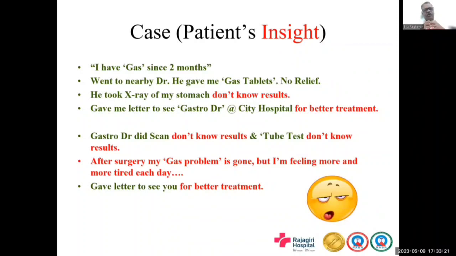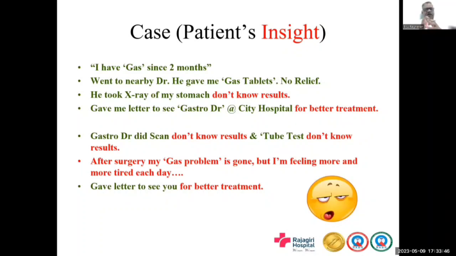X-ray, I don't know. The doctor did not tell me anything. Okay. Then why did he refer you to the city hospital? Why did he ask you to see the gastro doctor there? Well, I guess since I was not getting better, for better treatment. Okay. Then what happened? Well, the gastro doctor did a scan and a tube test and then told me that I need to get a surgery done.